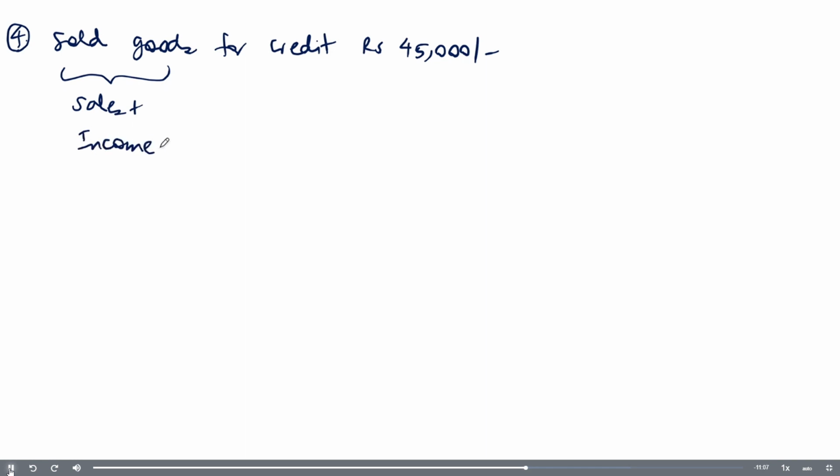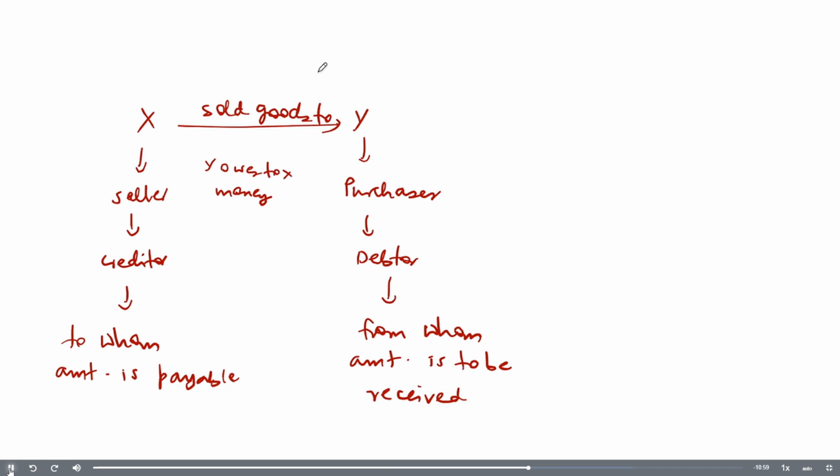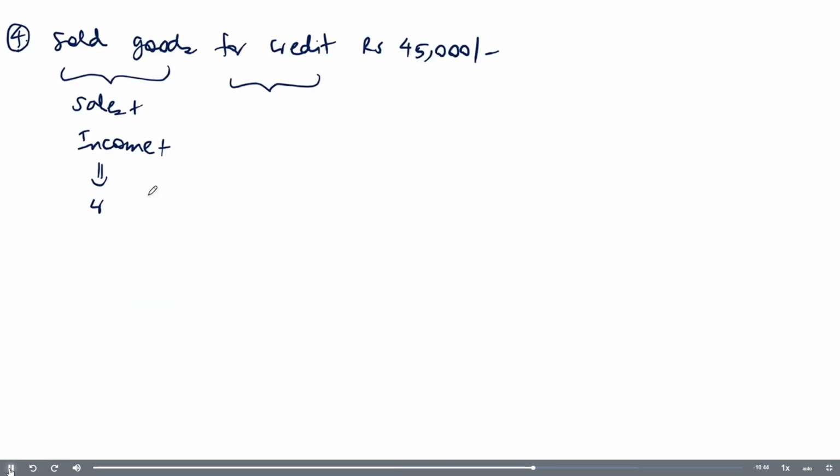Sold goods for credit rupees 45,000. Sold goods means we have earned an income. Sales increases, income increases, so you will credit the income. And credit sale means, in the earlier example, if X sold goods to Y, then from X's angle, X is selling the goods on credit. So he is supposed to receive the money later. So this money becomes an asset for X.